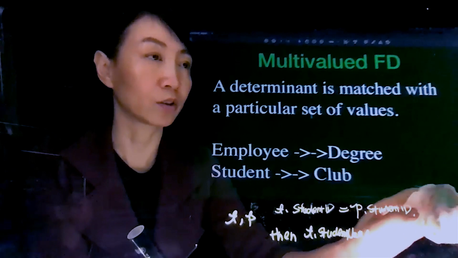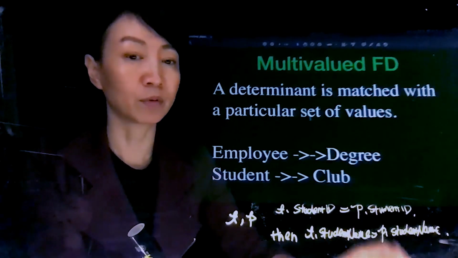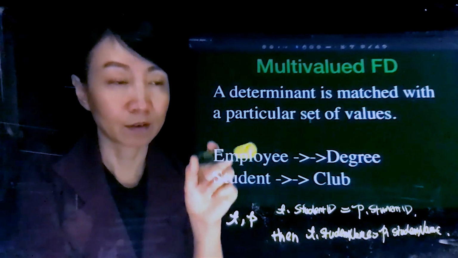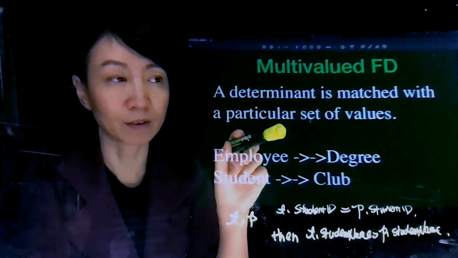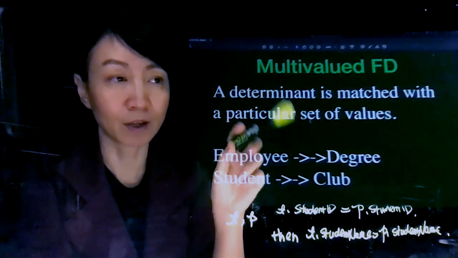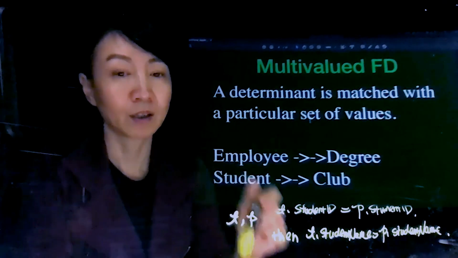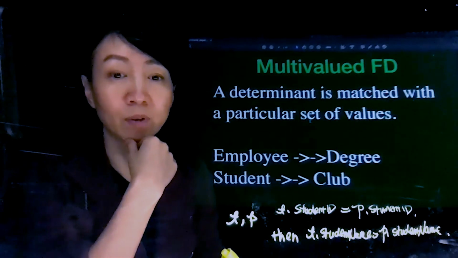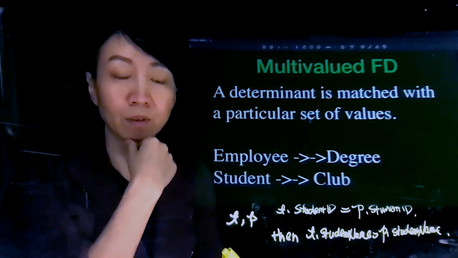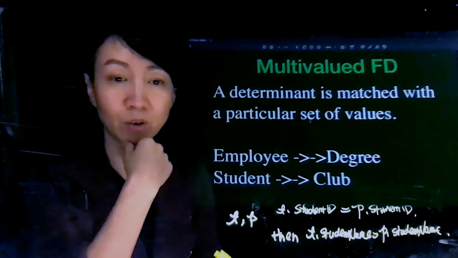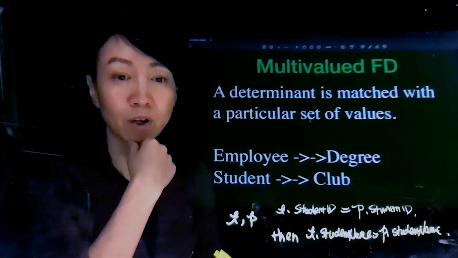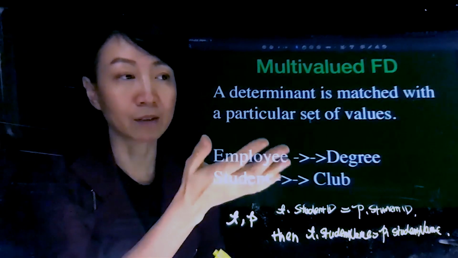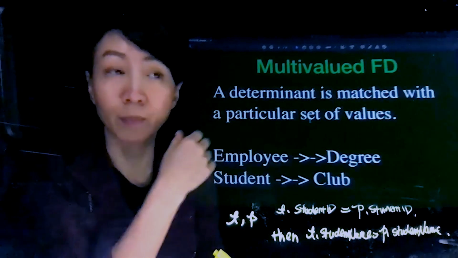Okay, let's check an example. We have two examples here. The first one says employee determines degree, and this FD is multi-valued. Because you see, some people do have more than one degree, right? They have a double major, or they have a bachelor degree. They also have a graduate degree. So this makes it a multi-valued functional dependence.